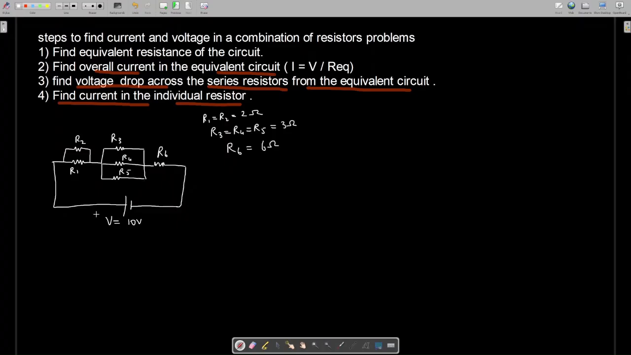Now we have to find the current and voltage drop across each resistor. Now see how to find it. First step is find the equivalent resistance of the circuit. Equivalent resistance.